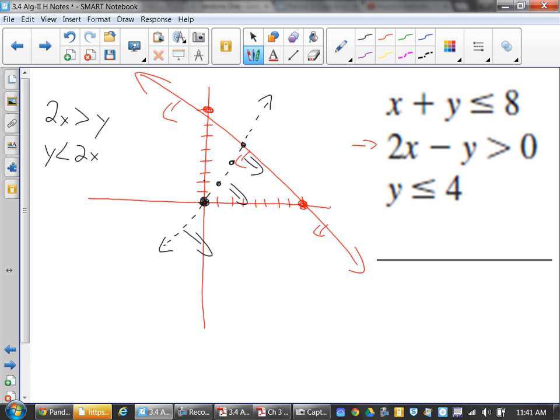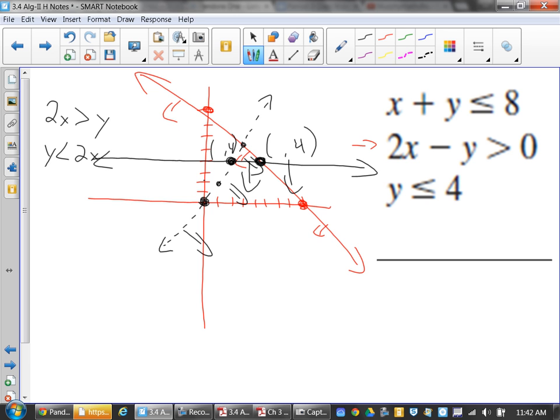And then lastly, I have y is less than 4. So I just need to figure out that ordered pair right here, and this ordered pair here. What's nice about this is that you know that your y value for this ordered pair is something comma 4, and this one is something comma 4.